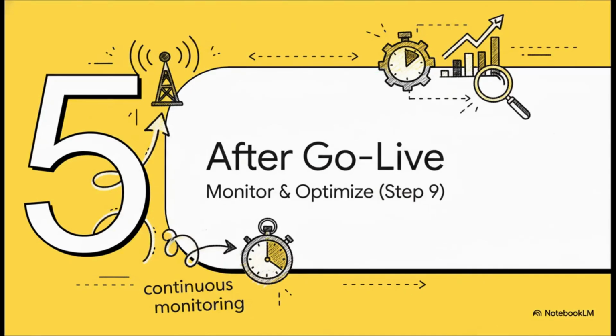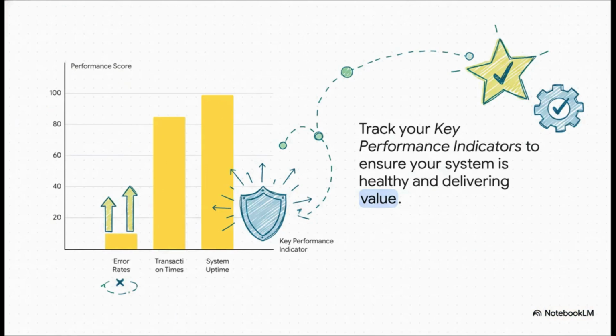And you're live. Awesome. But guess what? The job's not done. Step 9 is all about what comes next, because the best EDI setups are never set it and forget it. The real long-term value comes from continuous monitoring and optimization. This is where you start living by your KPIs, your key performance indicators. You need to be watching your error rates like a hawk, pushing them as close to zero as possible. You want to see those transaction times get faster and faster. And of course, you need rock-solid system uptime. These numbers tell you the health of your system and point you to where you can make things even better.